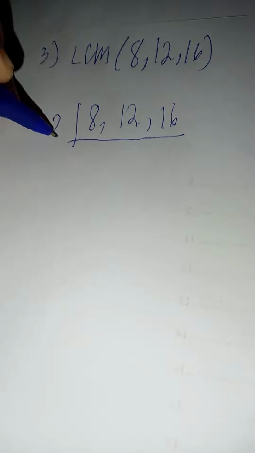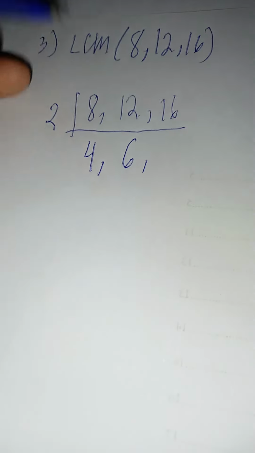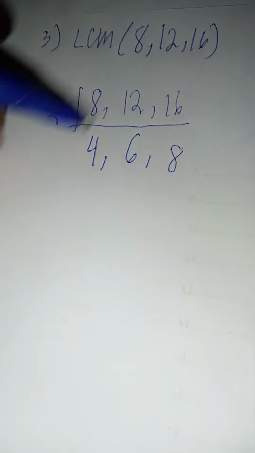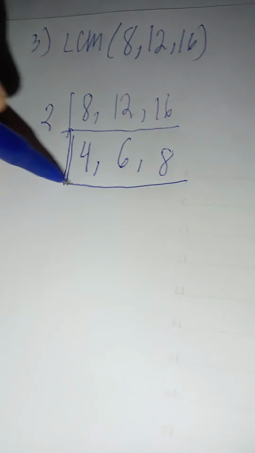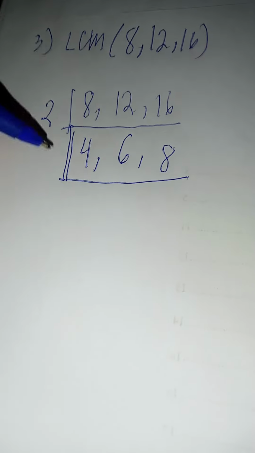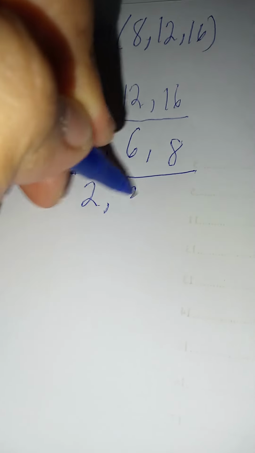So the smallest number will be 2. 8 divided by 2 will be 4. 12 divided by 2 will be 6. 16 divided by 2 will be 8. Now, since 4, 6, and 8 have a common divisor, we divide again with the smallest number, which is 2. 4 divided by 2 will be 2. 6 divided by 2 will be 3. And 8 divided by 2 will be 4.